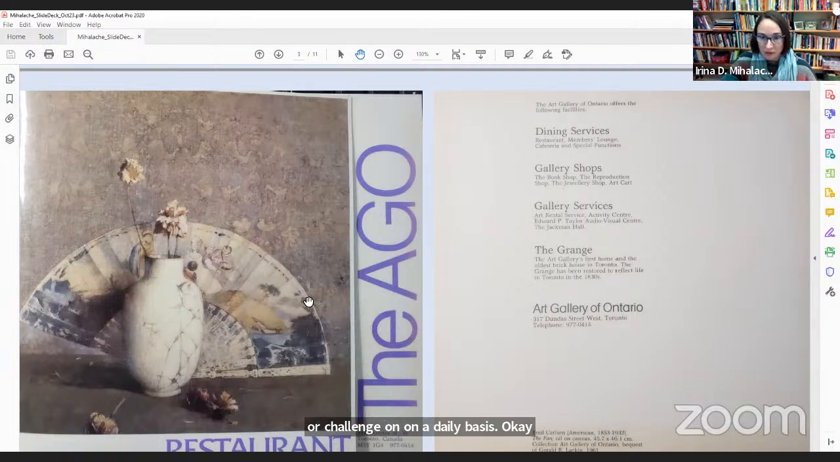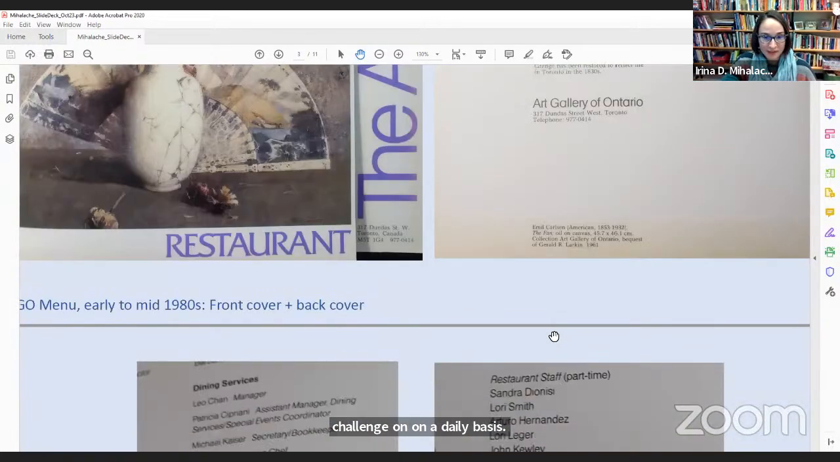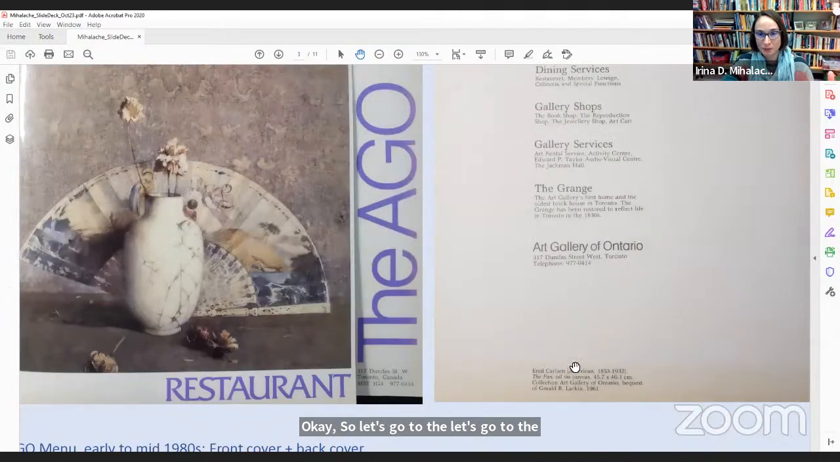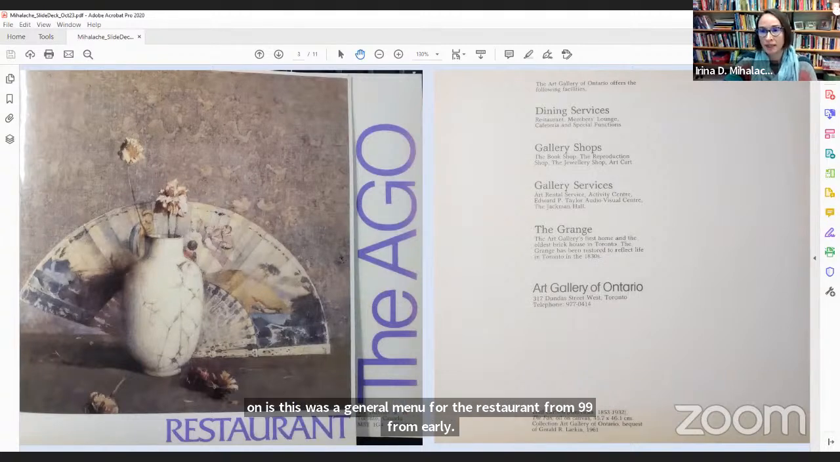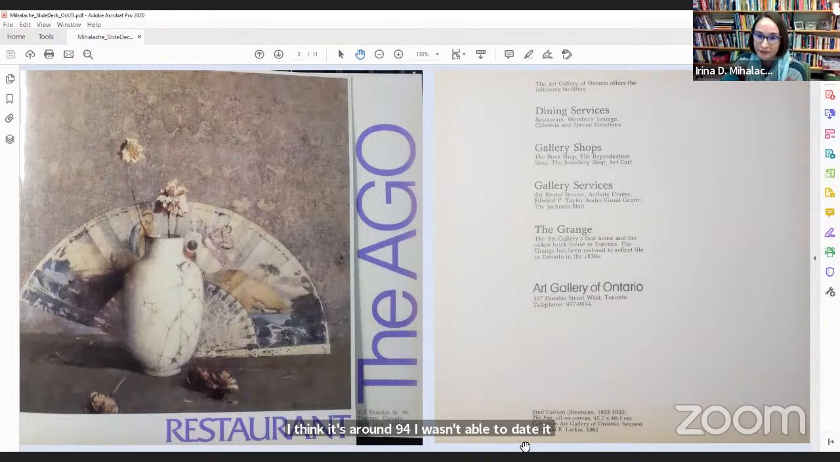Okay, so let's go to the menu. So what you see here before I move on is a general menu for the restaurant from early, I think it's around 94. I wasn't able to date it, but it's between 1994 and 95. And this is the main cover of the menu, and I'm going to walk you through the content of the menu.